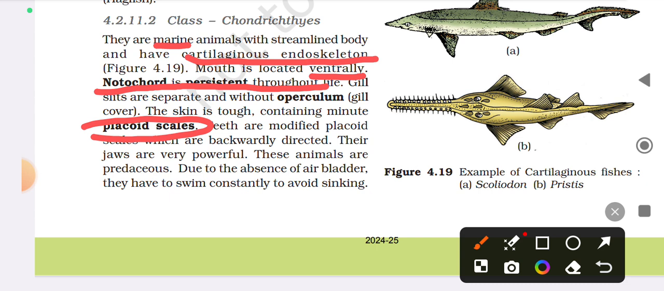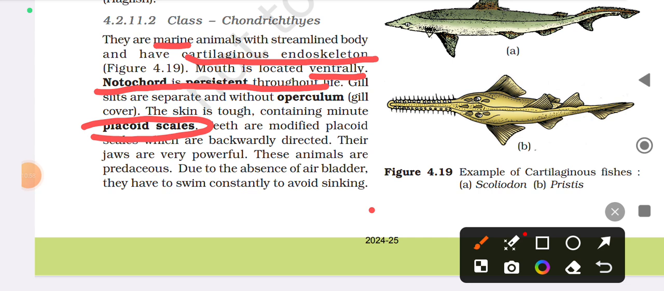Understand? In bony fishes, you can see scales which anyone can remove. But in Chondrichthyes, the placoid scale is present, and these scales are deep inside the skin. Their skin is very tough. And teeth are also modified placoid scales. Understand that? Which scale is present in Chondrichthyes? These are placoid scales. Yes, I hope you understand.